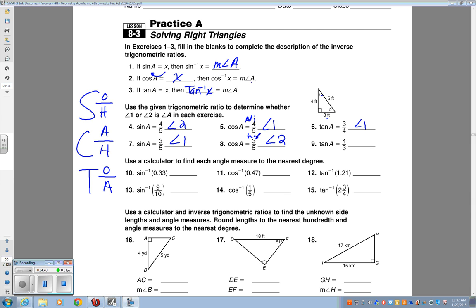Angle 1. For tangent, that is not correct. It's angle 2. Good try. Because we got to do opposite over adjacent. Alright, now make sure you have your calculator because all we're going to do is now plug these in using the trig inverse.